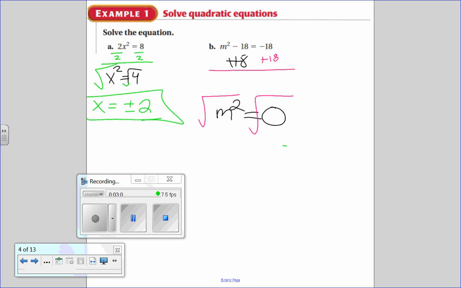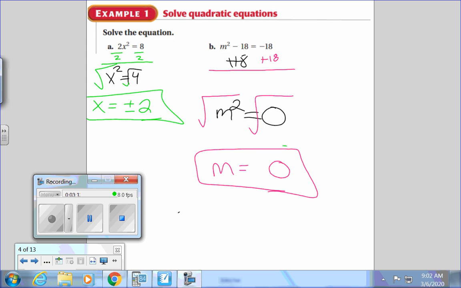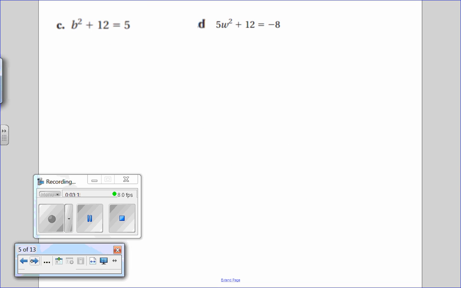Square root both sides. Now, I had a discussion. Do you need to put the plus or minus in front of the 0? No, there's no such thing as a negative 0, and there's no such thing as a positive 0. It's just 0. So that's your answer. Cool. Wow, I actually got that right. Good job. All right, let's have my board buddies come up and do part C only.